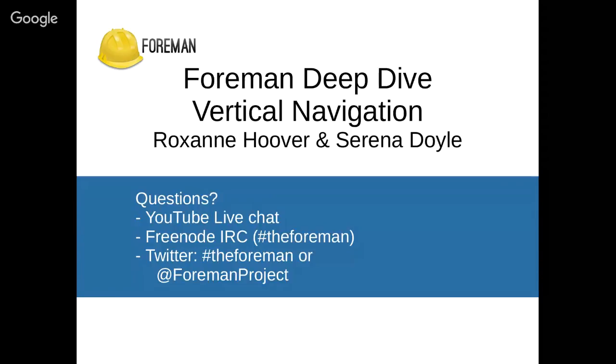This came up on the mailing list about 7, 8 months ago. We had some proposals from Roxanne who came up with a skeleton idea of how to do a vertical navigation for Foreman, and it got some interest. It got some discussion. There was a lot of discussion on the accompanying pull request, and it kind of petered out. It went a bit quiet.